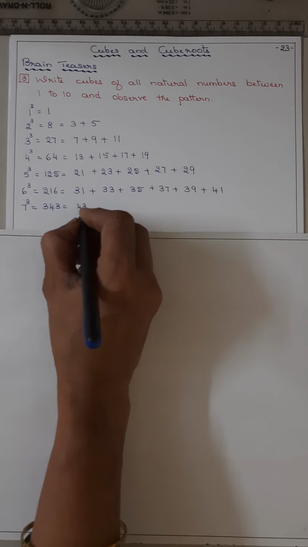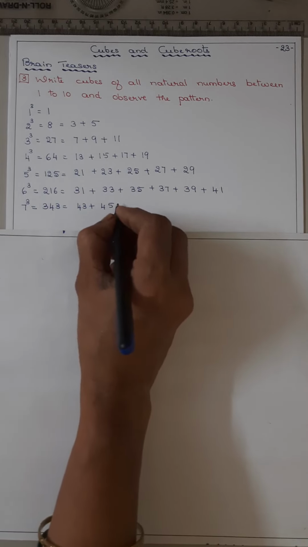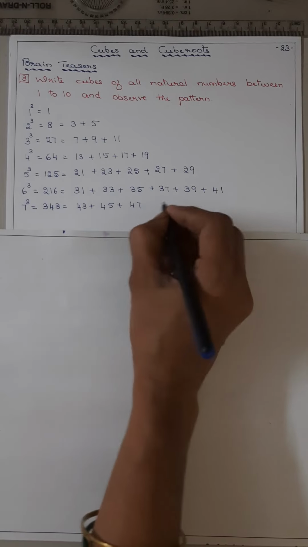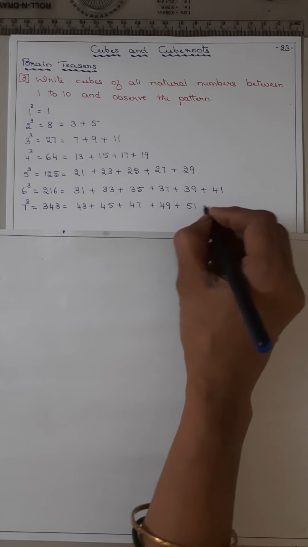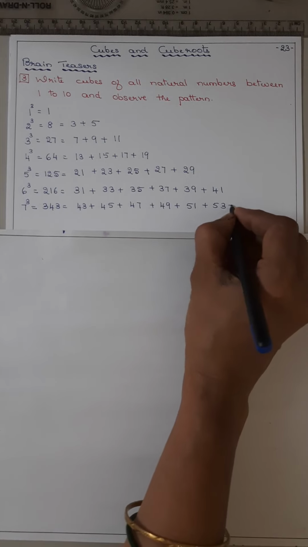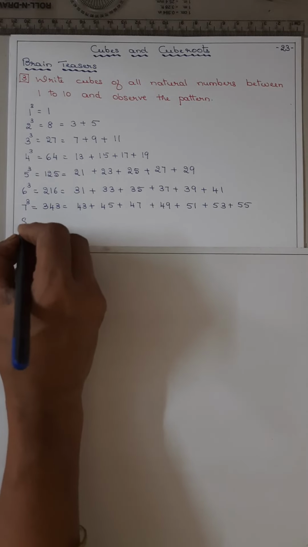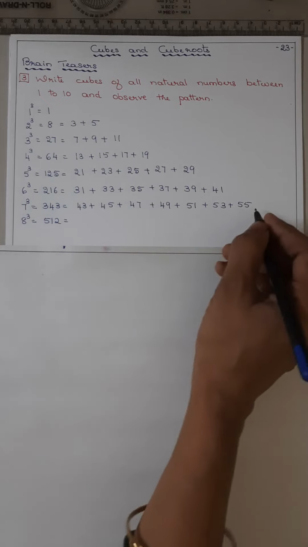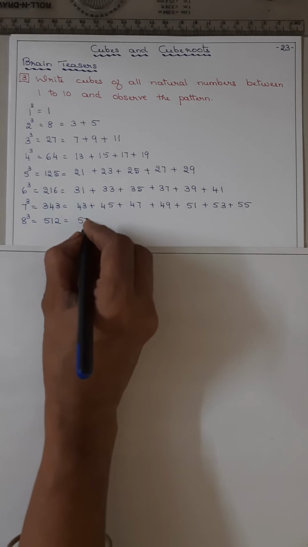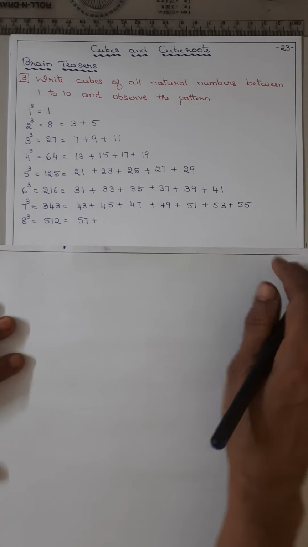After 41, it is 43. Now 7 odd numbers: 43, 45, 47, 49, 51, 53, 55. Next is 8 cube, which is 512. After 55 comes 57, and we have to write 8 odd numbers.